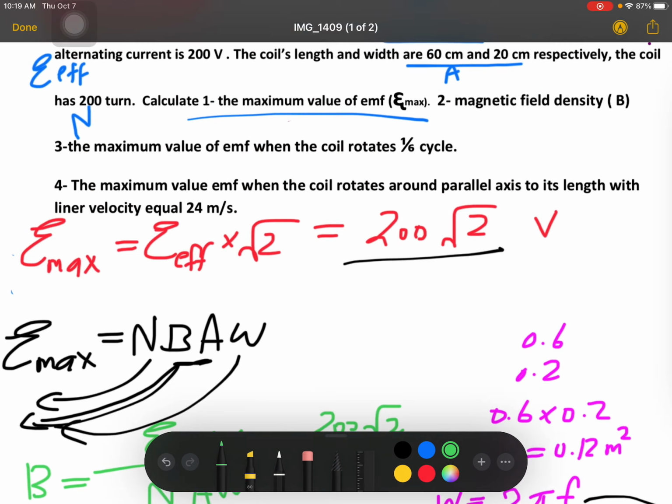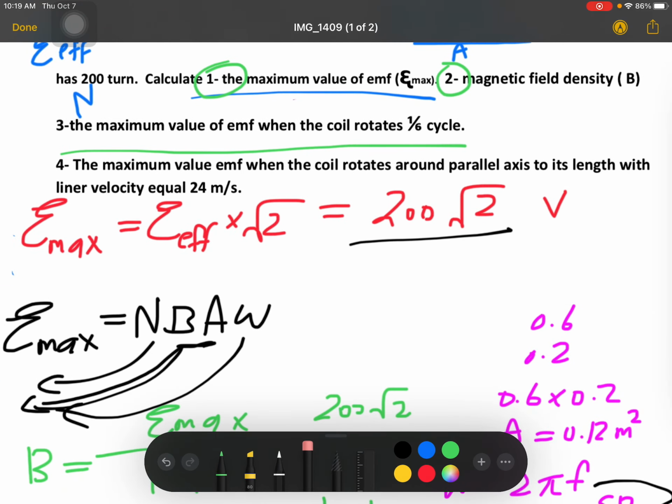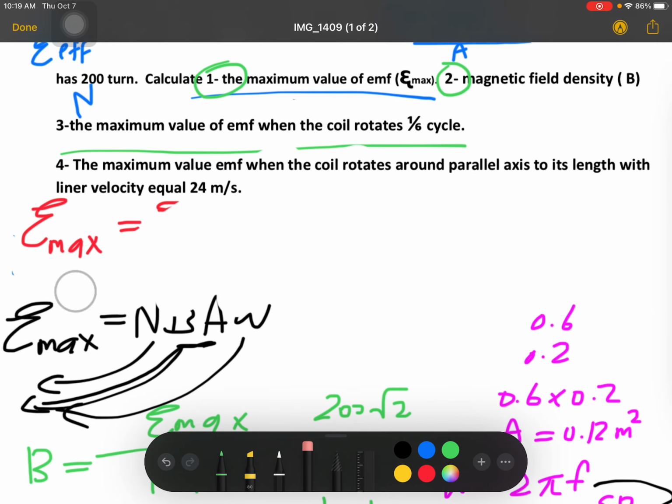So now we solved question number 1 and question number 2. Question number 3 is the maximum value when the coil rotates 1/6 cycle. Okay.